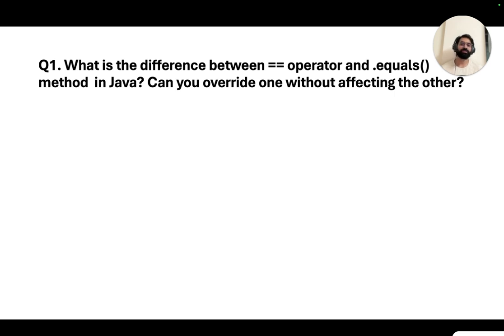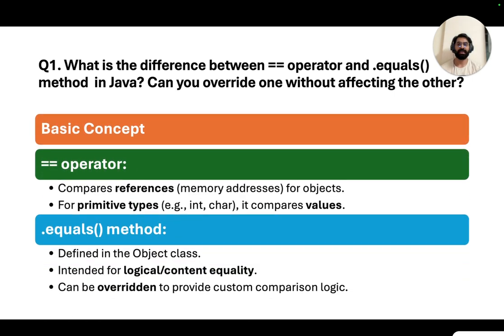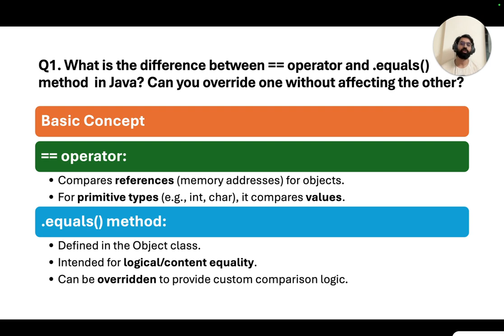The first technical question asked was: what is the difference between the == operator and the .equals() method in Java, and can you override one without affecting the other? For this, you can answer like this: the == operator compares the reference. So basically, it compares the memory addresses where the objects are located.